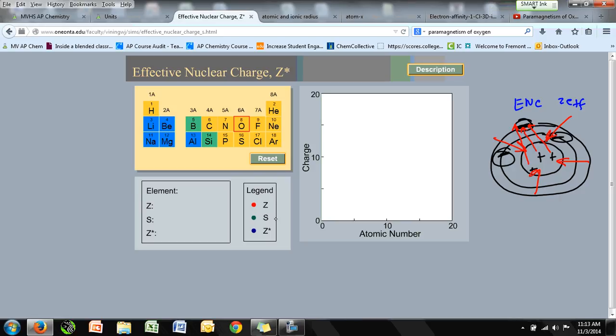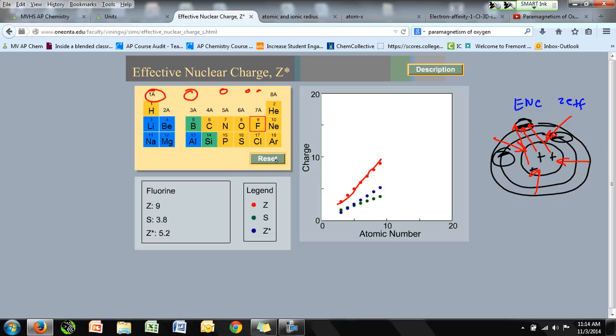Now let's look through this interactive at how effective nuclear charge changes across the period. Lithium has 3 protons and 3 electrons, and its effective nuclear charge, if you subtract the 2 shielding electrons from the total, is this much. Now let's look at beryllium. As you notice, across the period, effective nuclear charge increases. And because effective nuclear charge is increasing, the size of the atom is decreasing across the period.